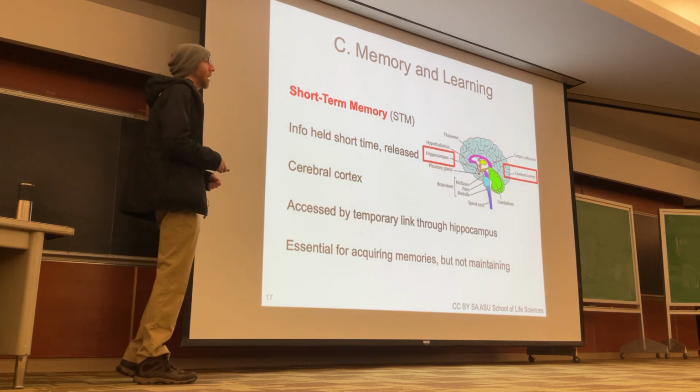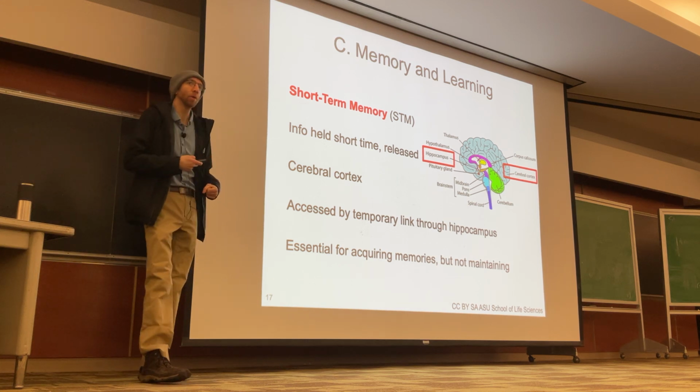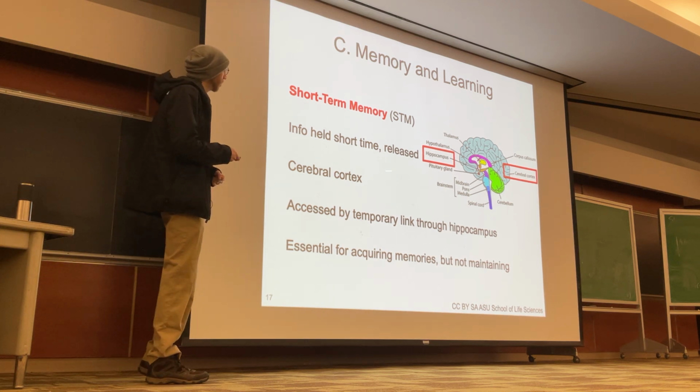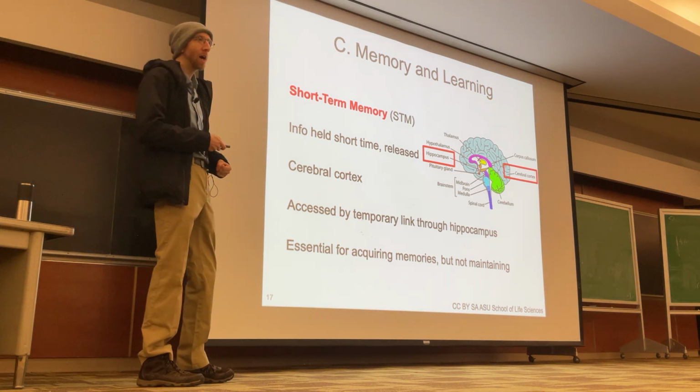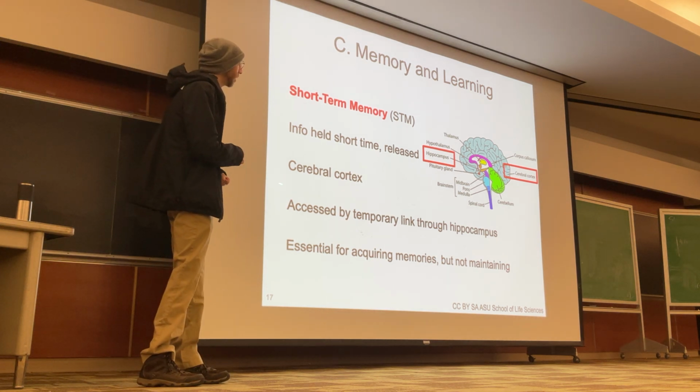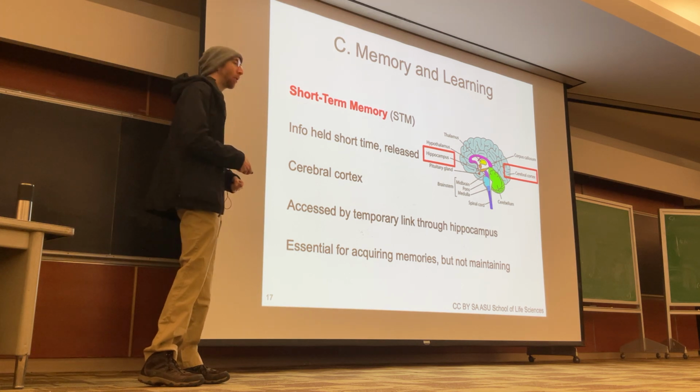So I can tell you, for example, that short-term memories are stored in the cerebral cortex, but you don't form new synapses for short-term memories. You're using pre-existing connections via the hippocampus.